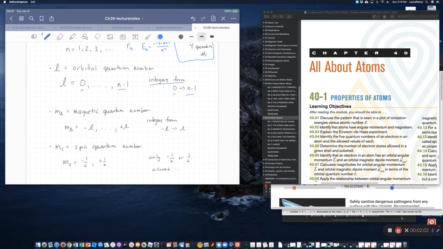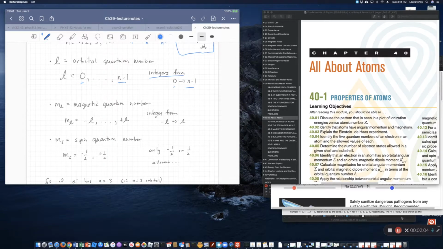Then there's m sub L, which is the magnetic quantum number. It can range from negative L, jumping by integers, up to plus L. Again, this has to be an integer. So depending upon what L is for this electron, there are limits on what m sub L could be.